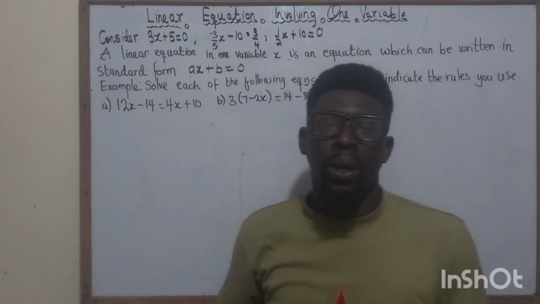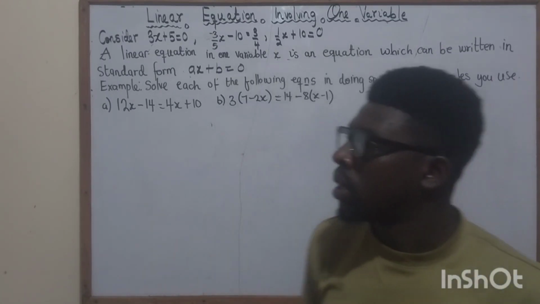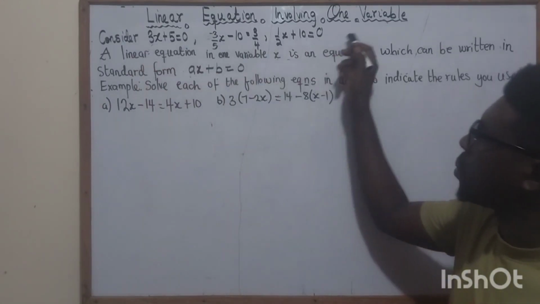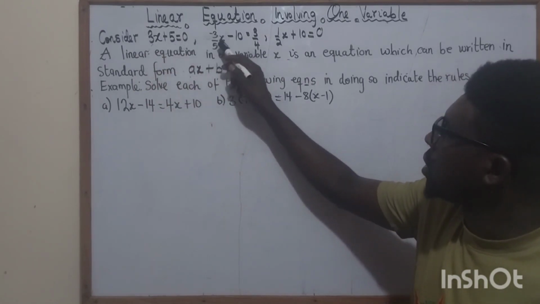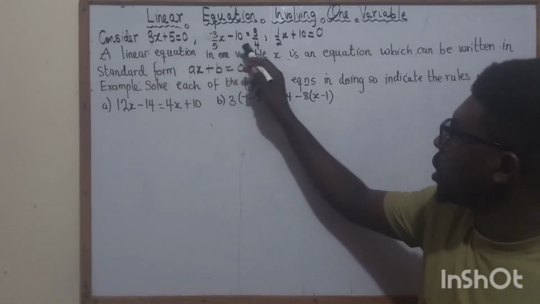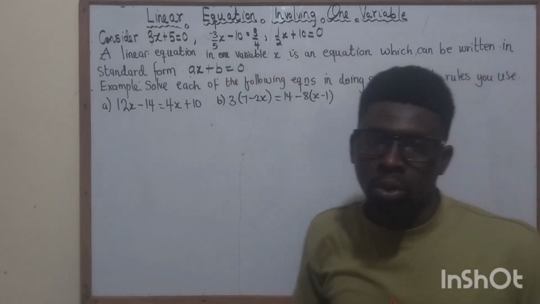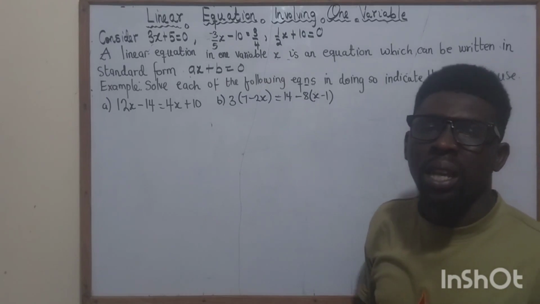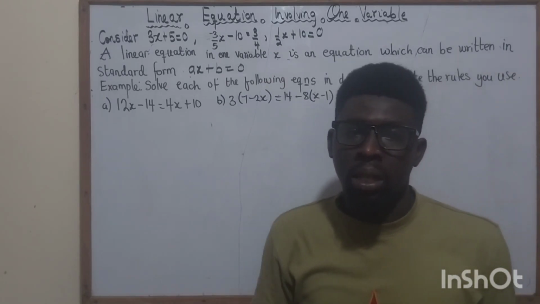In our lesson today, we are talking about linear equations involving a single variable. Let's consider the equations above here. We have 3s + 5 = 0, -3/5 s - 10 = 3/4, and 1/2 s + 10 = 0. Now, we want to check whether these equations are linear equations with a single variable.